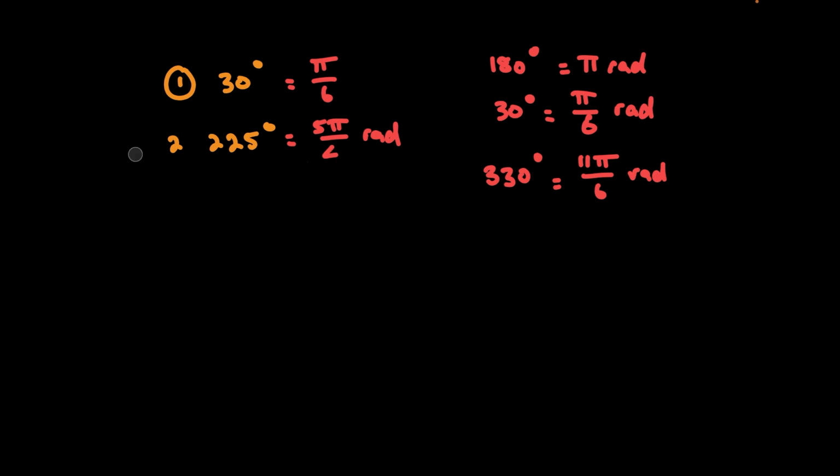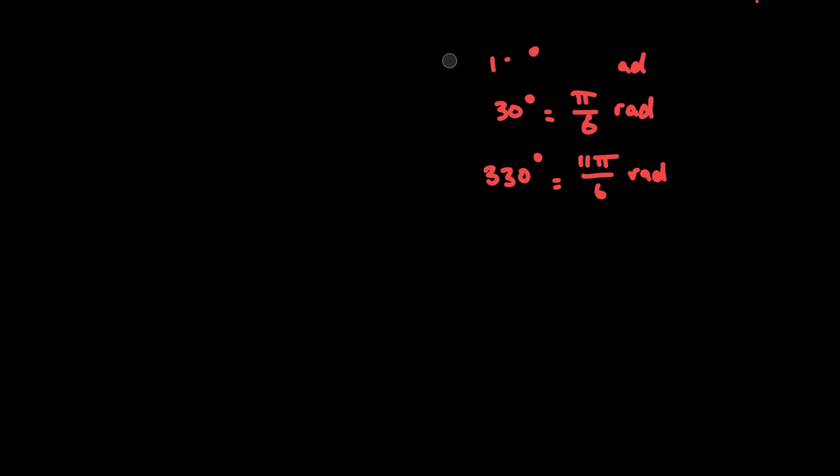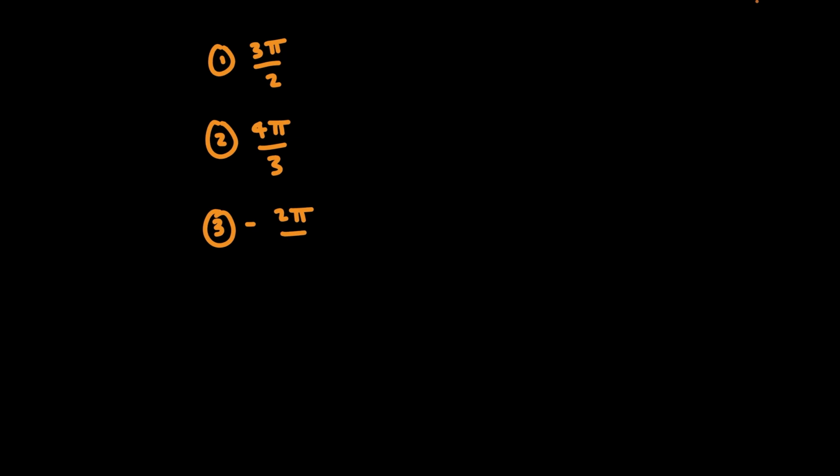Now let's go through radians to degrees, which in my opinion is much more simple. Okay, we're going to do these problems here. Work out for me 3 pi over 2, 4 pi over 3, and minus 2 pi on 3.